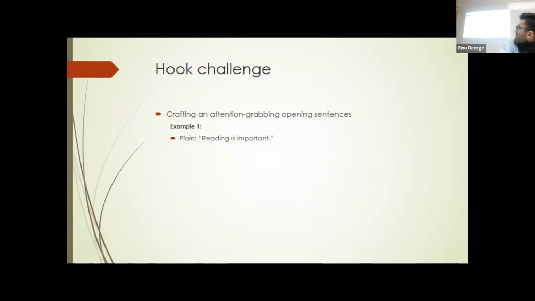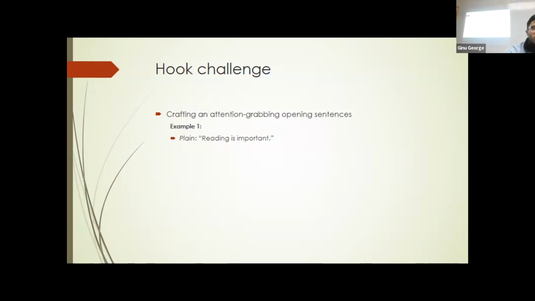Okay. Here's a plain hook. Reading is important, right? Begin with a sentence like that, your introduction. I mean, that's not really attention grabbing, right? How could we improve this? What could we say? What could we add? What could we change?